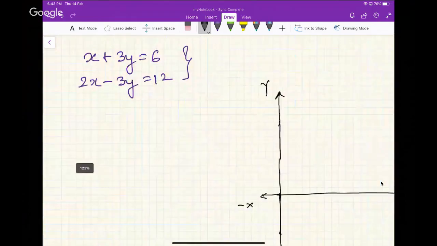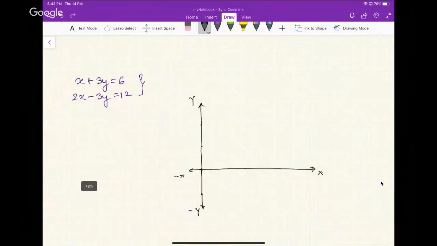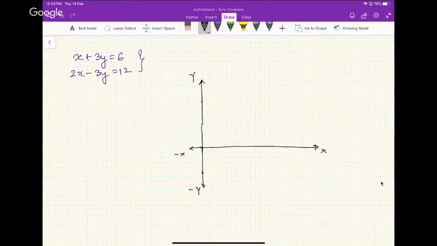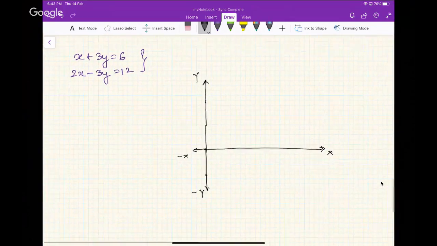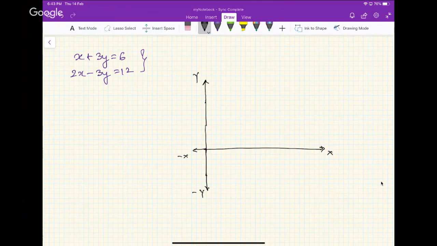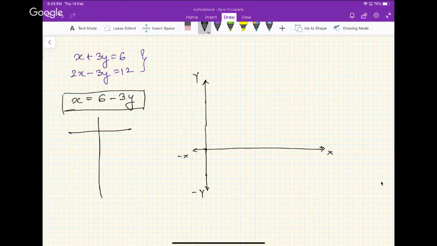Now, what is it? X plus 3Y is equal to 6. This is the first equation. So let us first plot the first equation. If you see, the first equation is X is equal to 6 minus 3Y. Let us find out the values of X and Y.